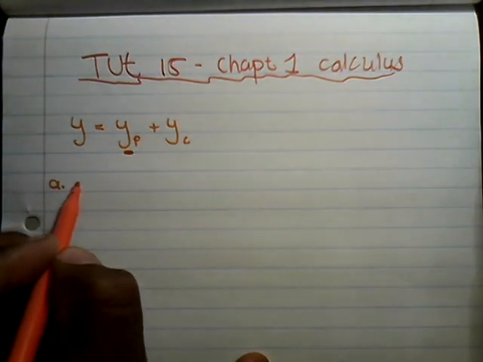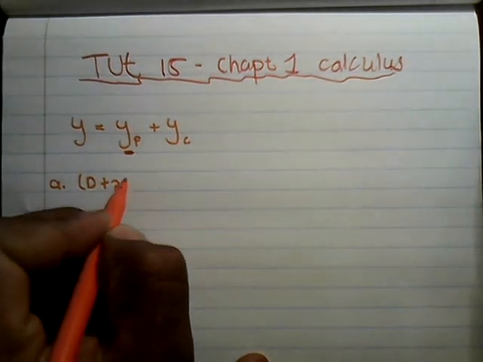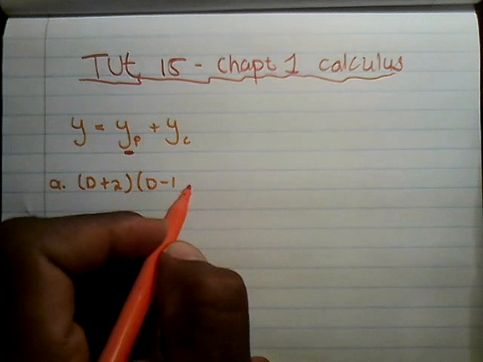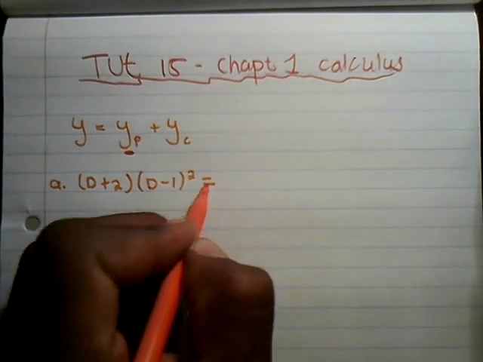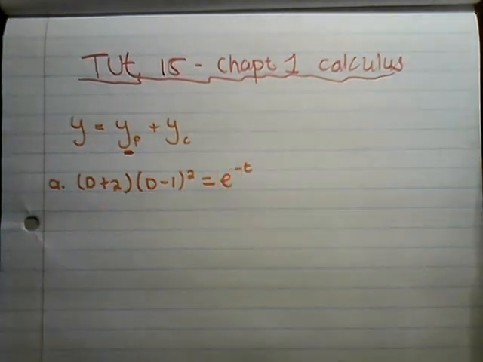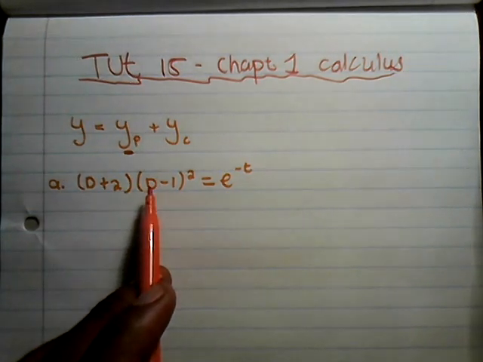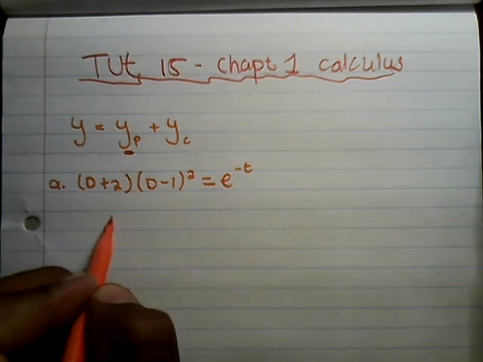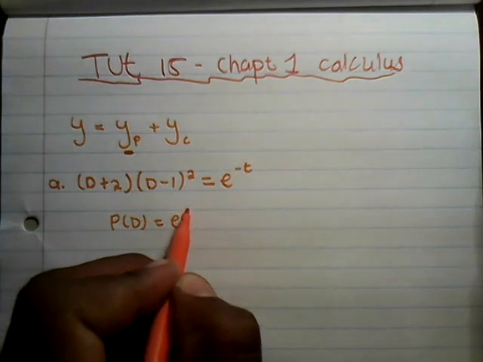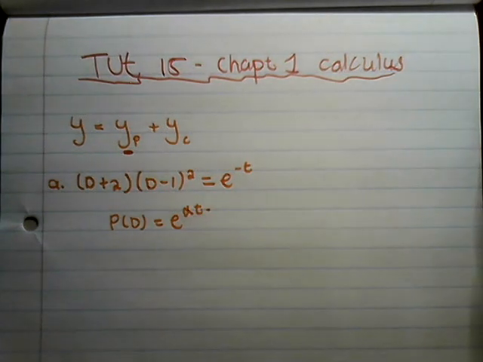Now A goes by (D plus 2) multiplied by (D minus 1) squared y is equal to e to the power minus t. If you check this function, it is in the form PD is equal to e to the power alpha t.